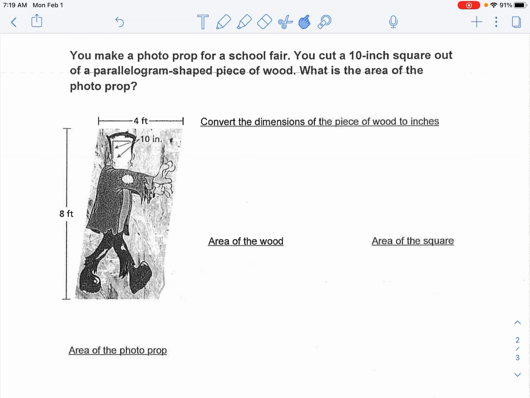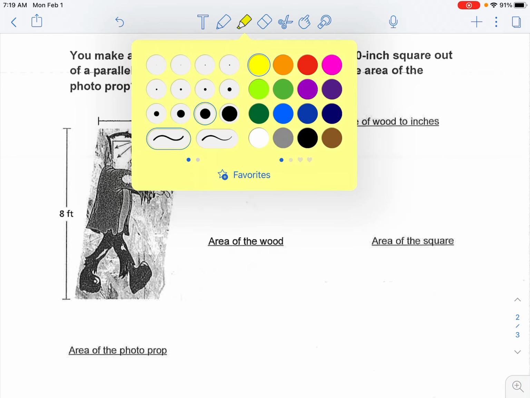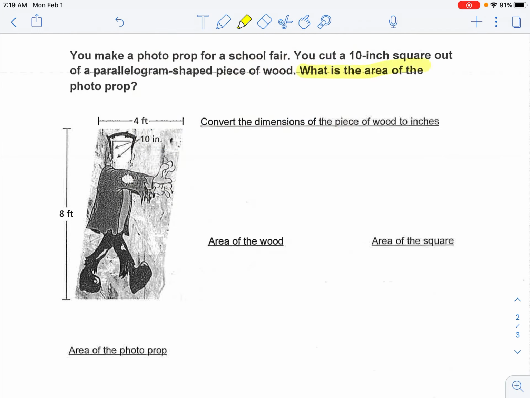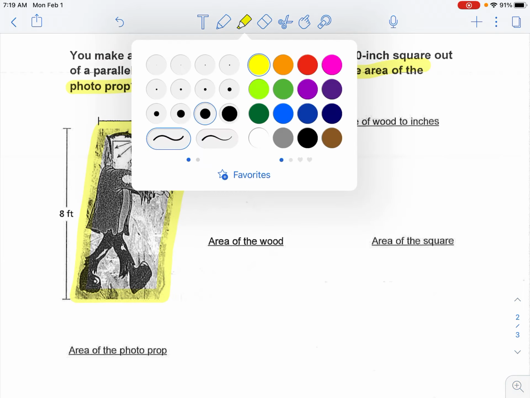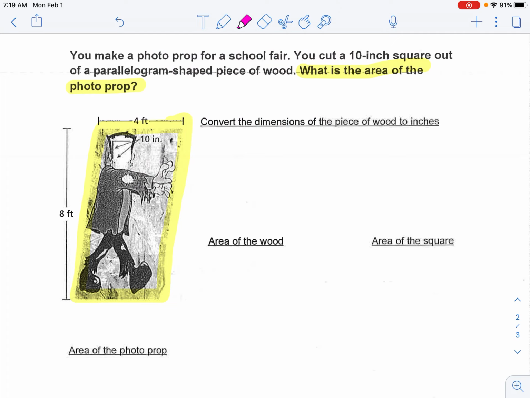Oh my goodness, what's going on here? You make a photo prop for a school fair. You cut a 10-inch square out of a parallelogram shaped piece of wood. What is the area of the photo prop? Always highlight your question. What are we finding? What is the area of the photo prop? Okay, well, the photo prop is everything that I'm highlighting in yellow, but we cut out this little space right here.